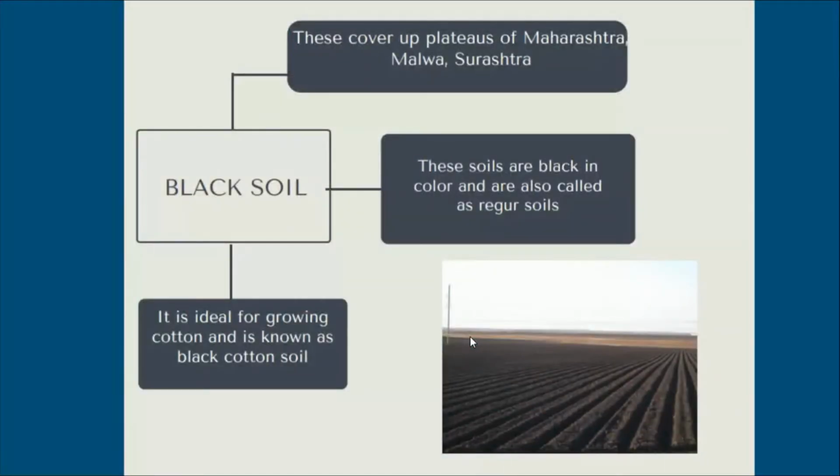Now, black soil. Black soil is located in the plateaus of Maharashtra, Malwa and Saurashtra. These soils are black in color and are also called regur soils. In black soil we can grow cotton, and it is also known as black cotton soil.